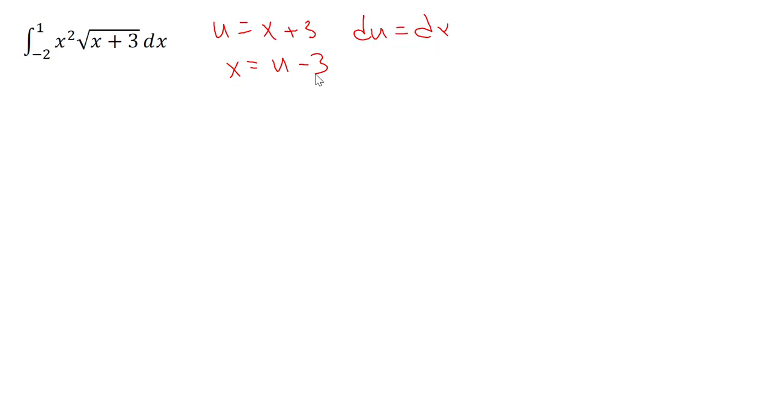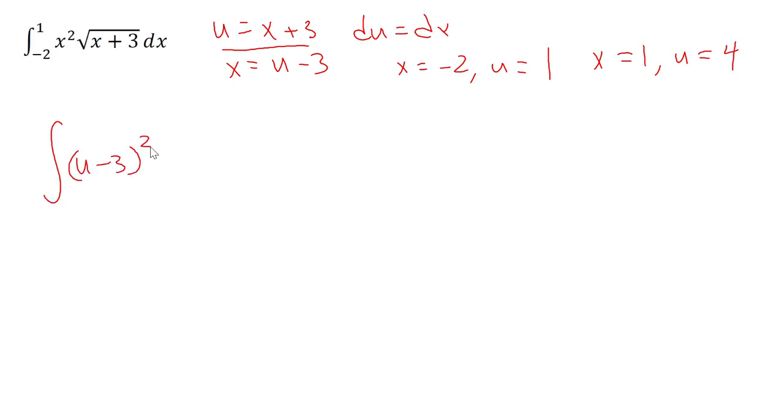And we're also going to have to replace our limits of integration. So when x is -2, u should be -2 plus 3, right? We'll plug it in here, which is 1. And when x is 1, u should be 1 plus 3, should be 4. So we should be able to rewrite this as an integral of x squared, which was u minus 3, so u minus 3 squared, times root u du from 1 to 4.